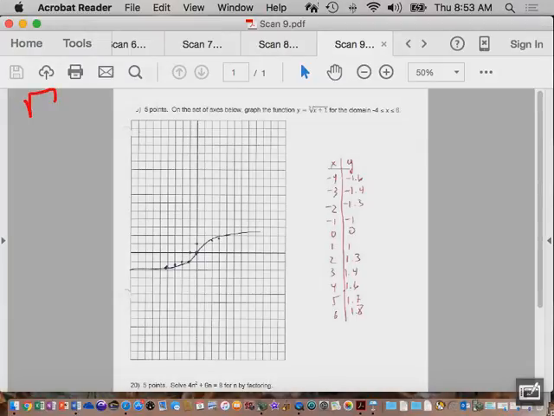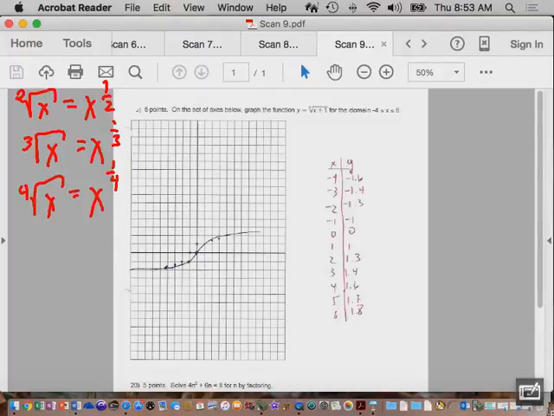The square root of x, because square root's really the second root, is x to the 1/2. The cube root of x is x to the 1/3. The fourth root of x is x to the 1/4. The fifth root of x is x to the what? X to the 1/5. What do you think the 10th root of x would be? X to the 1/10. In other words, whatever the root is, you just make a fraction of it.